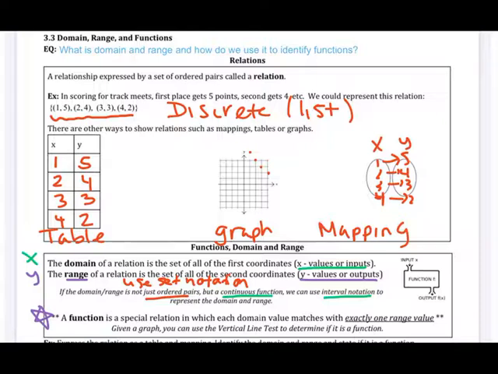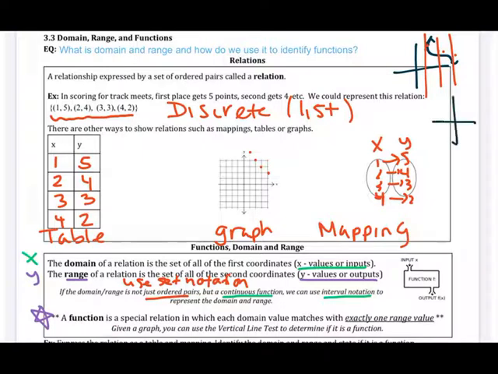At some point in time, you learned about functions and you talked about them in terms of a graph, and you learned something called the vertical line test. The vertical line test says if I have a graph of something, like let's say this was my graph, it is a function if I can draw a vertical line anywhere along the function and it only touches the function at one point. So this would be a function.